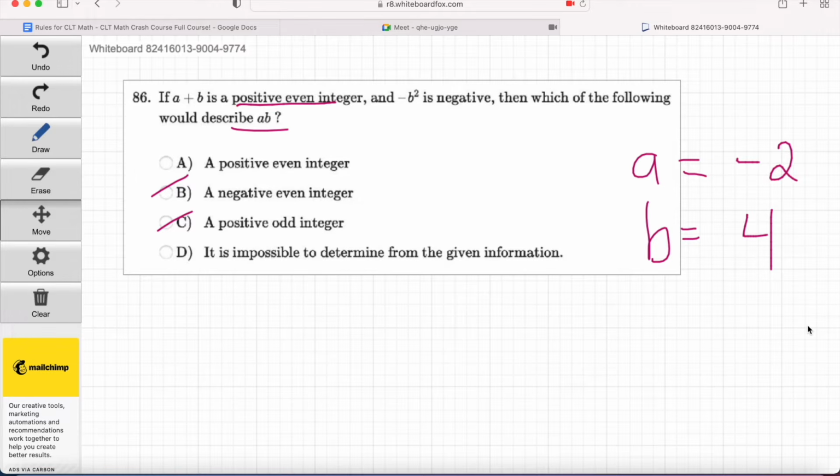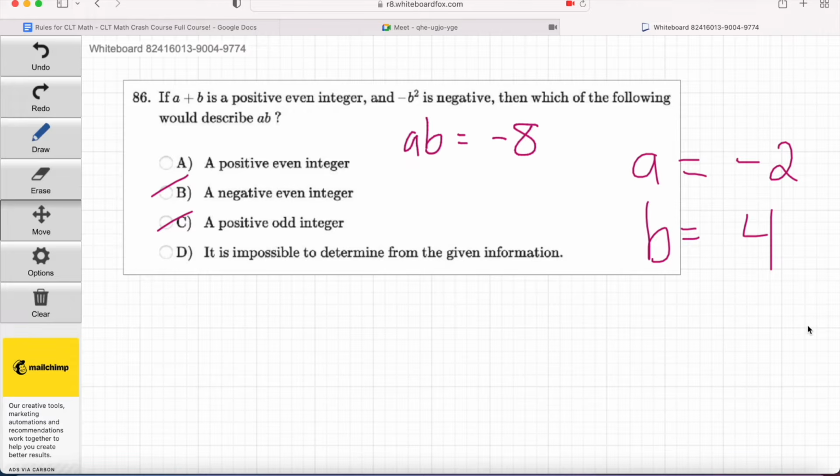We've satisfied that. Now let's double check the second part. Is negative b squared going to be negative when B is 4? Yes, absolutely, because of the parentheses issue. It's going to be negative 16. Now, what's A times B for these values? That would be negative 2 times 4, which is negative 8. Interesting. Do you see that? Yes.